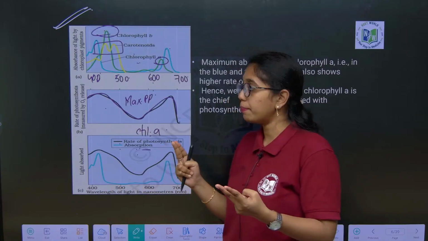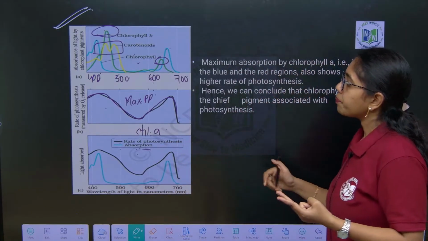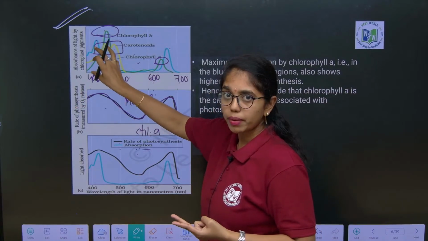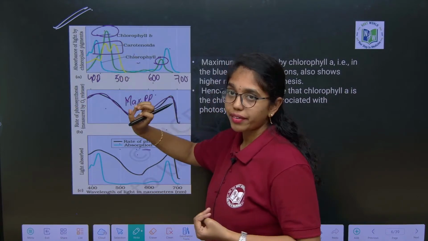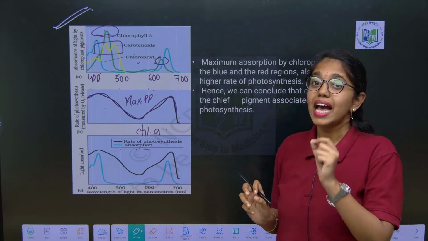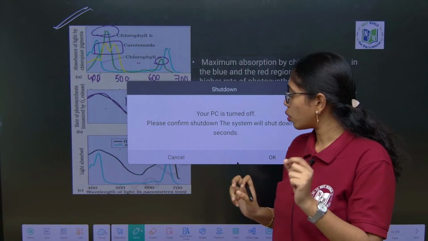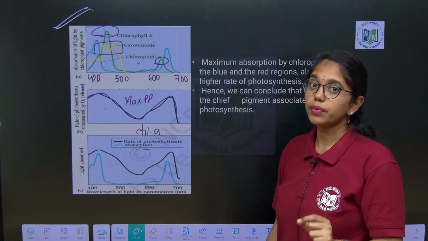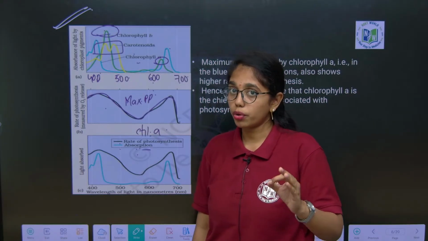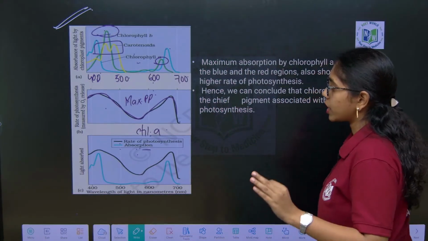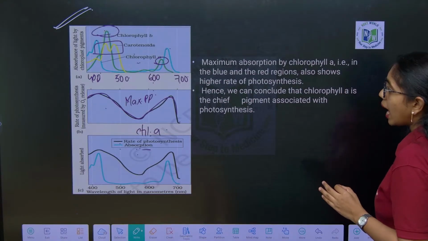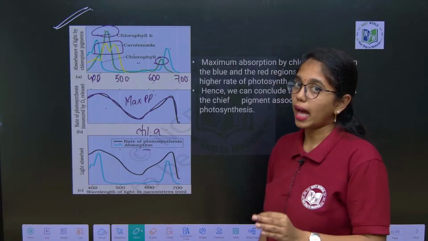This is the second important point. And carotenoids just absorb light between 400 to 500 nanometers. The most important point you have to remember is that the action spectra of chlorophyll A coincides with the absorption spectra of chlorophyll A. That is the important point you have to remember from this. And who gave us the action spectra and absorption spectra?